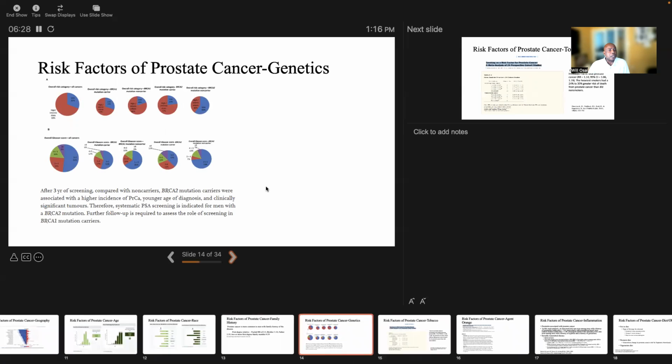Genetics also plays a role in prostate cancer development. Men who have a mutation in the BRCA2 gene have a higher incidence of prostate cancer, develop prostate cancer at a younger age, and have clinically significant tumors. Therefore, men with confirmed BRCA2 mutation should be screened more intensely than the average male.